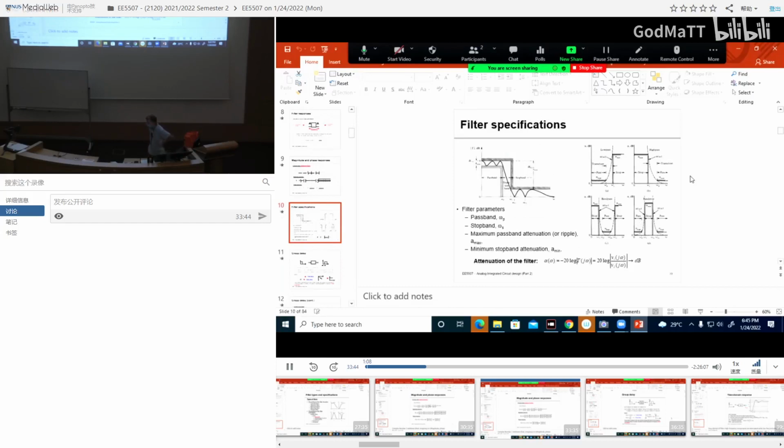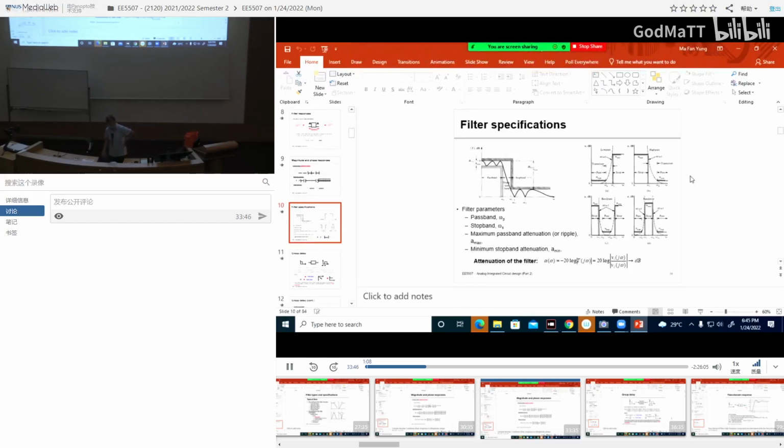How do we specify a filter? So for example, this is a low pass filter. We will specify what is the pass band, what is the stop band, and then what is the maximum attenuation in the pass band, by this number. And then what is the minimum attenuation in the stop band, which is this number. So these are all the different parameters to specify the filter.